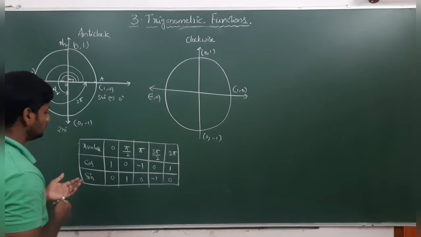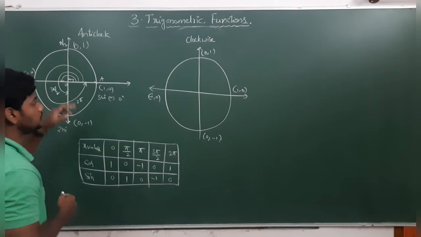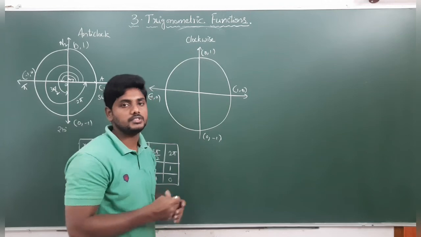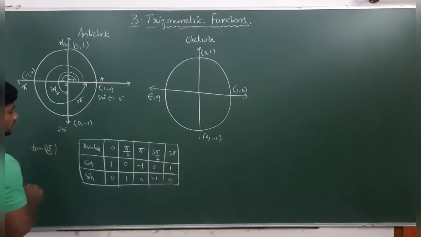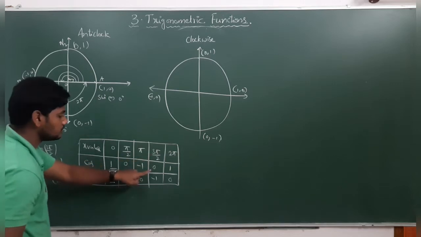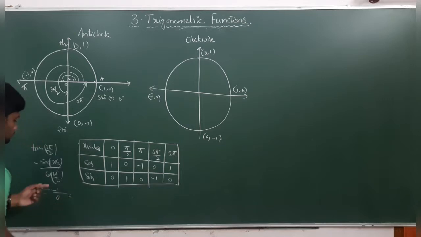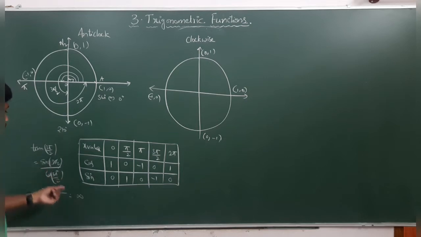For example, if they asked what is the value of tan 3 pi by 2, nothing but tan 270 degrees. They won't ask this directly in examinations, but while solving problems it will be very useful. Tan we can write as sin by cos, so sin 3 pi by 2 by cos 3 pi by 2. Right? What is the sin 3 pi by 2 value? -1. What is the cos 3 pi by 2 value? 0. Any real number divided by 0 is undefined. So tan 3 pi by 2 is undefined.